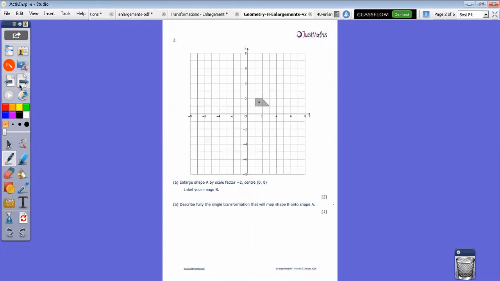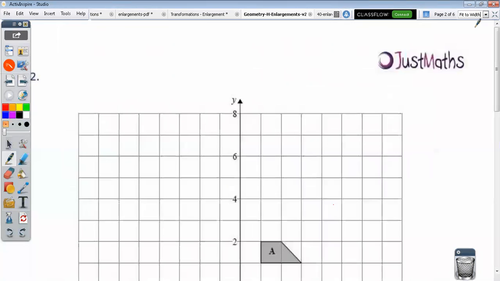So enlargement now has got a center. I'll show you from this here. We're going to do 3 or 4 examples together, so that it will be clear for everyone.